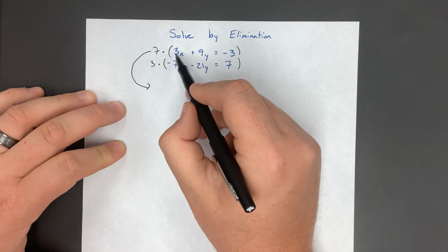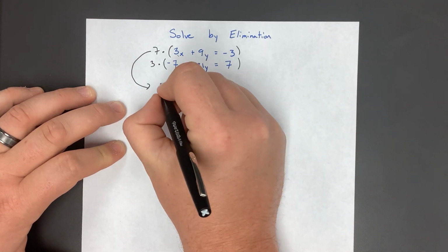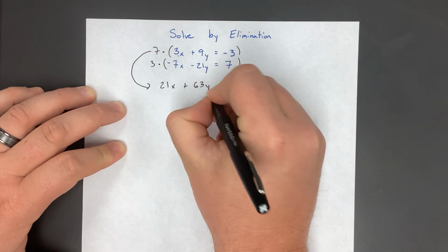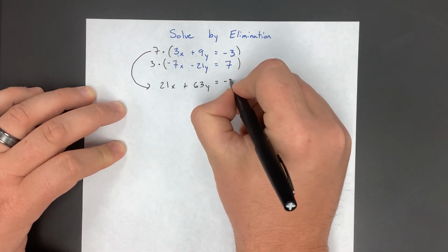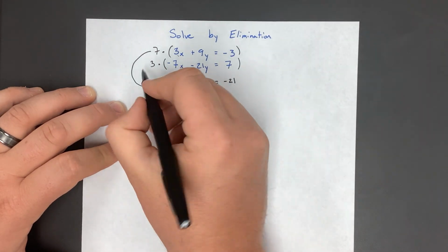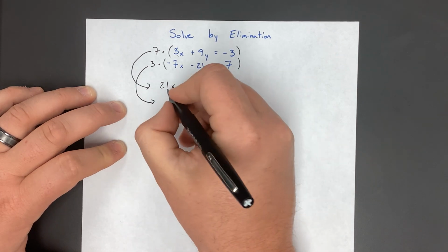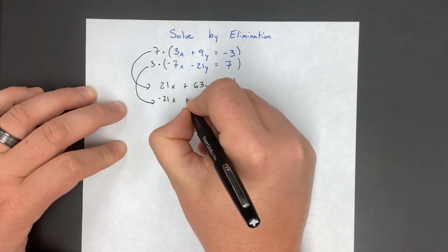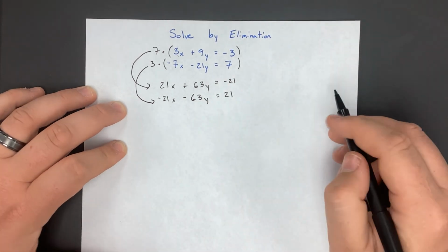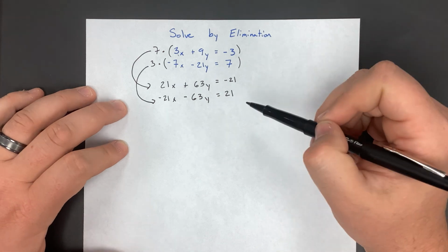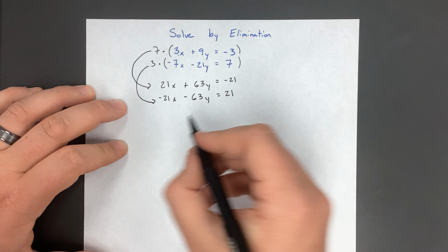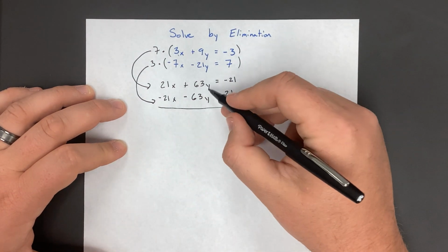So after I multiply 7 out to each of the values in here, I'm going to have 21x plus 63y is equal to negative 21. And then I multiply 3 out by all the values in here, and that's going to become negative 21x minus 63y is equal to 21. Now you may be noticing something here: because on my variables I have opposite values, I'm going to go ahead and look to add both of my equations together.